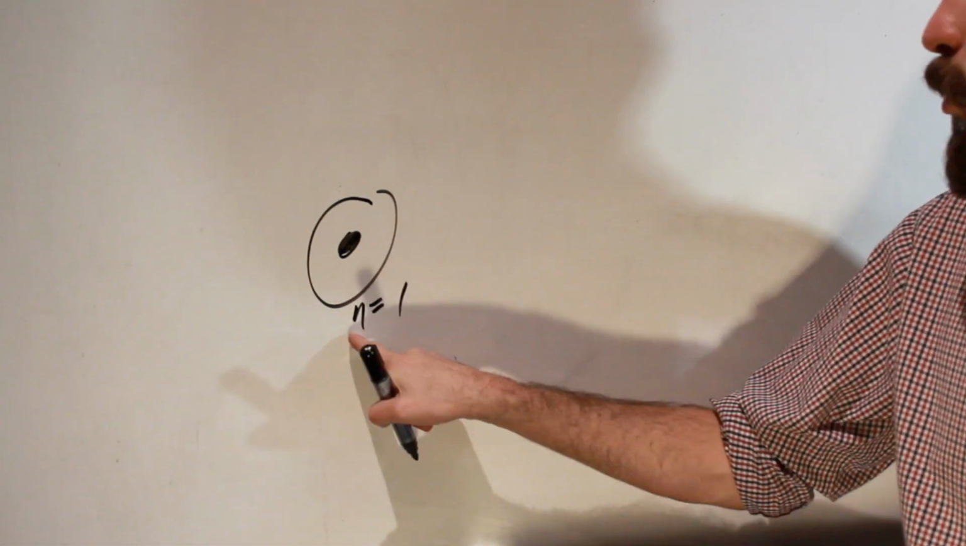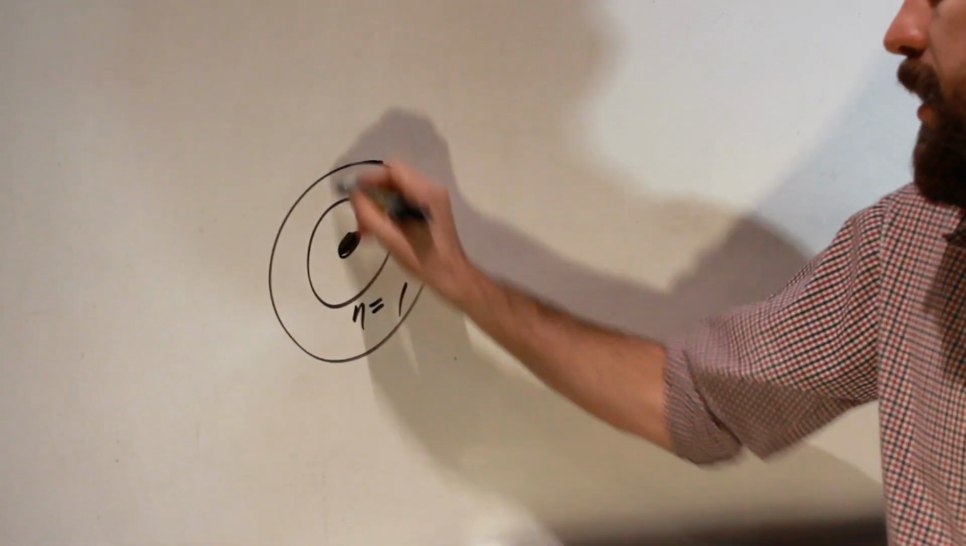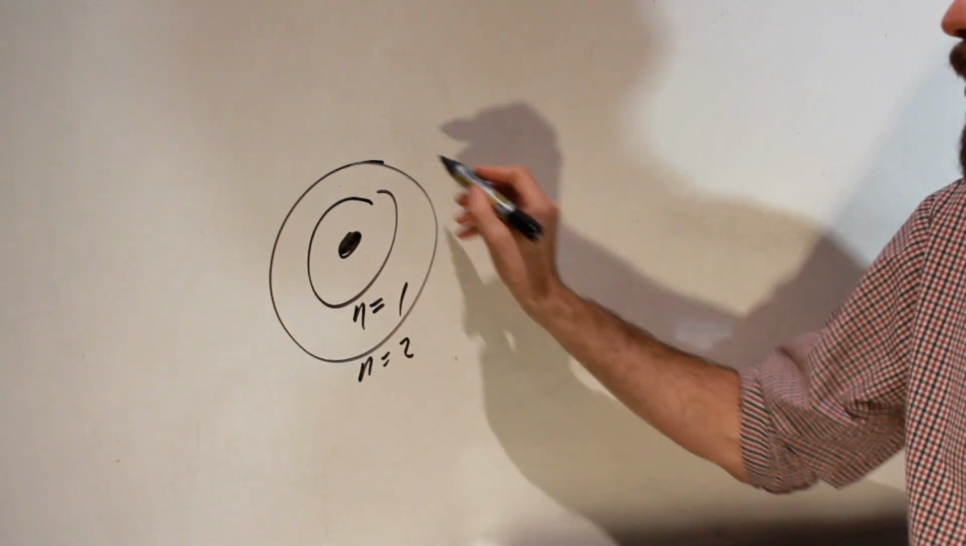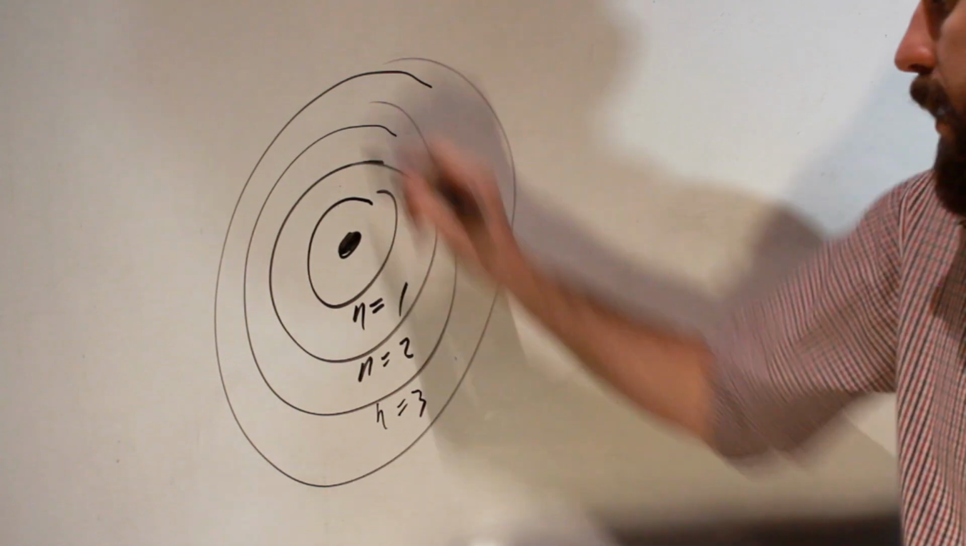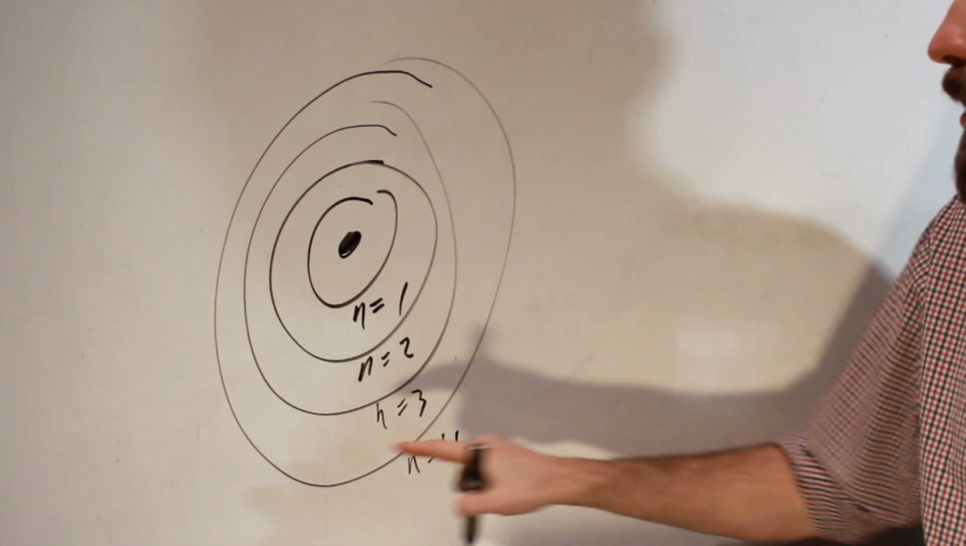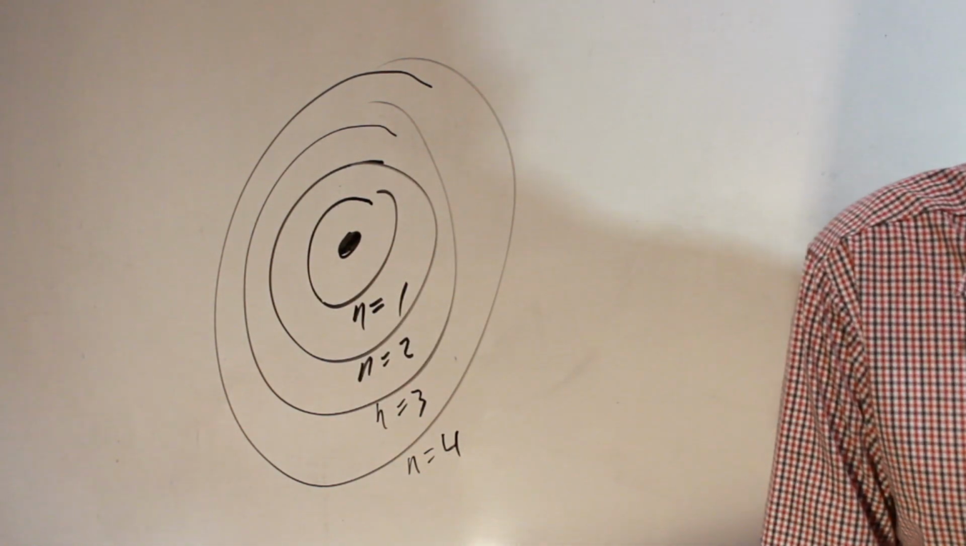This is n equals 1. Principal quantum level has the symbol n. This is the first one. This is n equals 1. The next shell is n equals 2. The shell after that is n equals 3. What's the shell after that? Probably work it out. n equals 4. So these are fixed energy levels that the electrons can exist in.